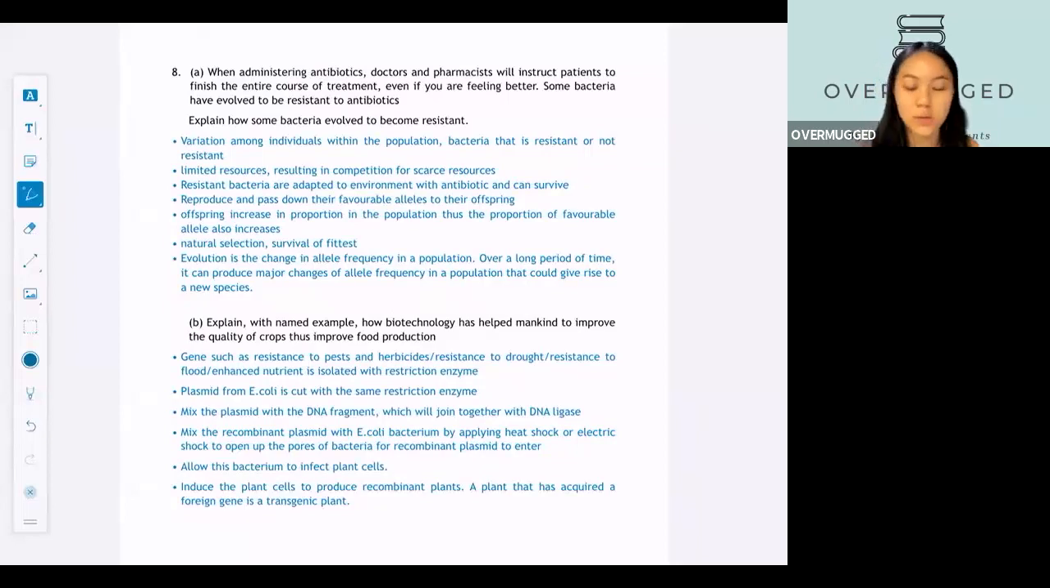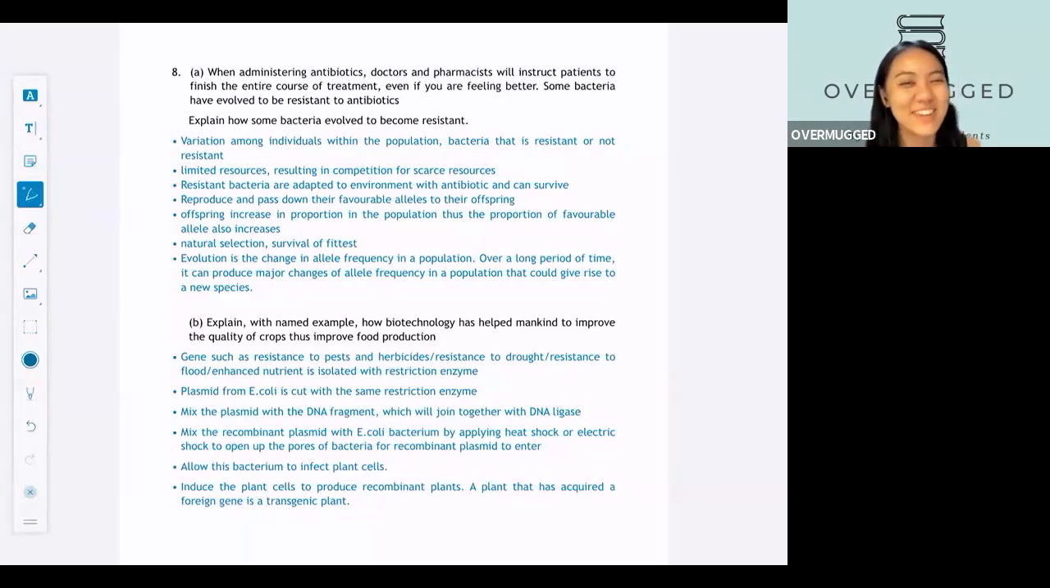Question 8 and question 9 is one of the questions. These three questions have the most number of people saying that they want a bit more explanation. So I will try to talk about this. 8A, when administering antibiotic, doctor and pharmacist will instruct patients to finish the entire course of treatment, even if you're feeling better. Some bacteria have evolved to be resistant to antibiotics.